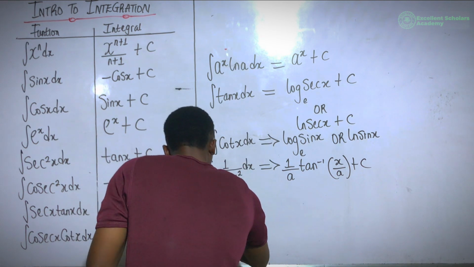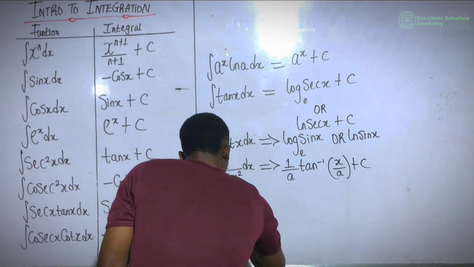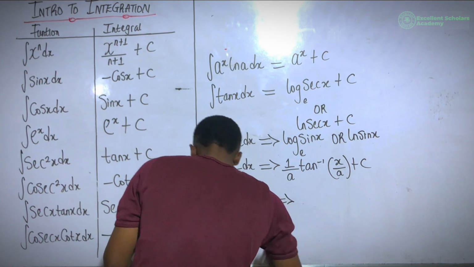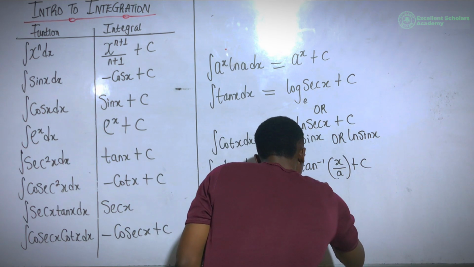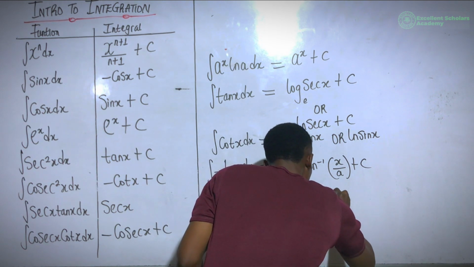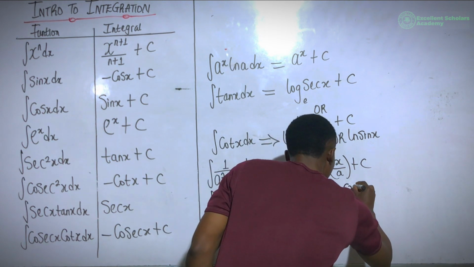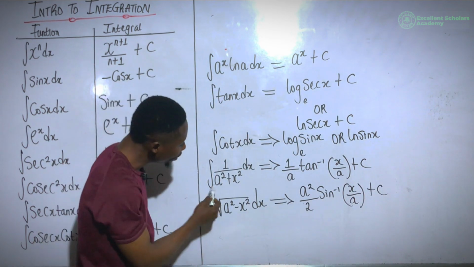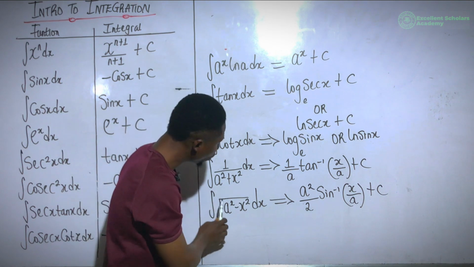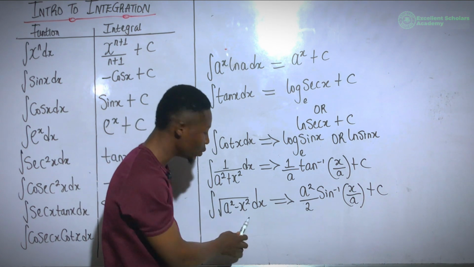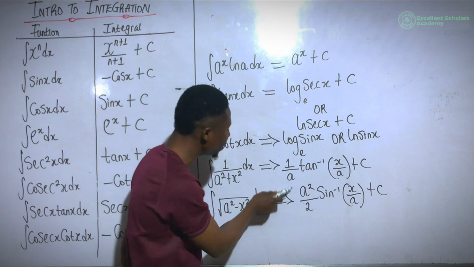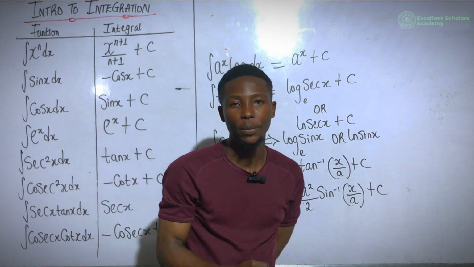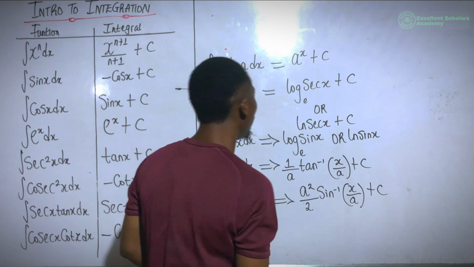Okay, now another one we'll look at is this. If you have an integral of square root of a squared minus x squared with respect to dx, you're going to have your integral to be a squared over 2 sine inverse of x over a plus c. You have an integral of this form, you're going to have your integral to be a squared over 2 sine inverse of x over a. Okay? Now, we're going to be looking at more.